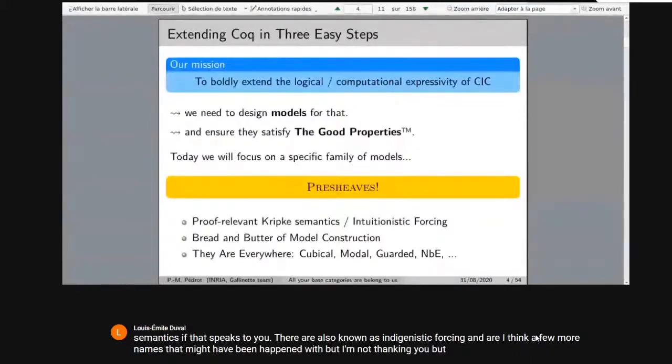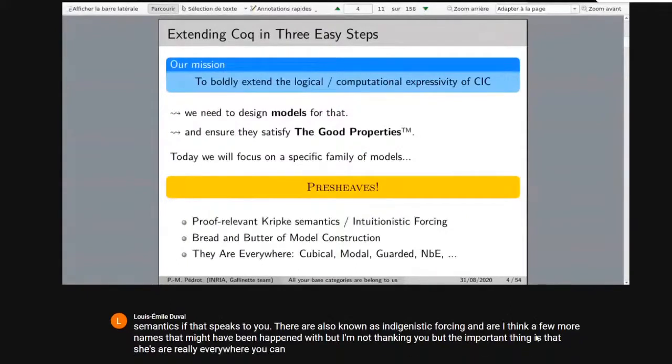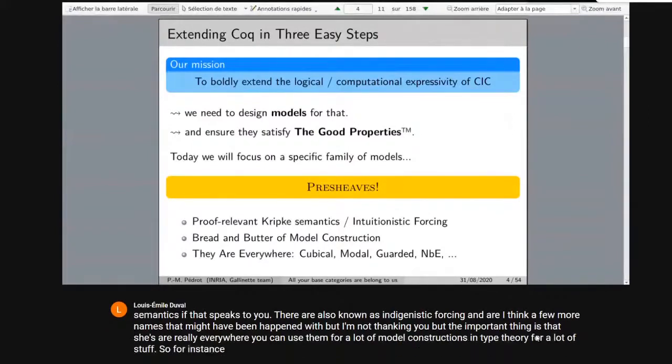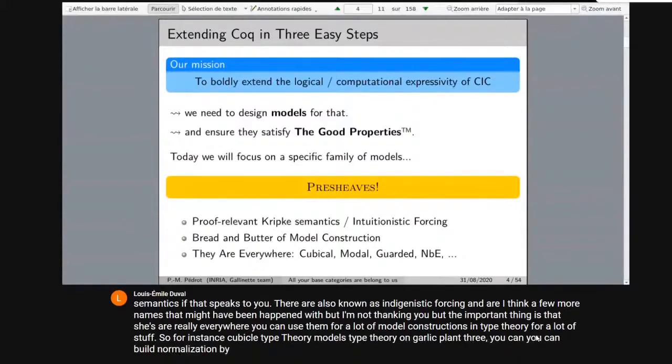But the important thing is that presheaves are really everywhere. You can use them for a lot of model constructions in type theory. For instance, cubical type theory, modal type theory, Gaussian type theory, and you can build normalization by evaluation models out of them. So really, you can find them everywhere.